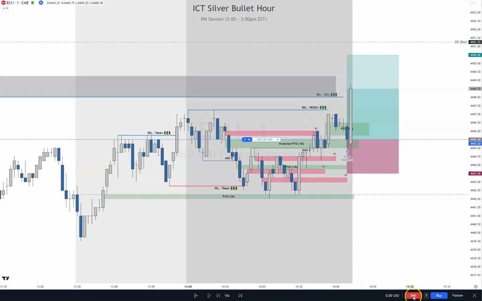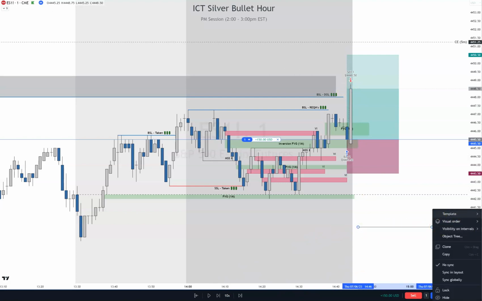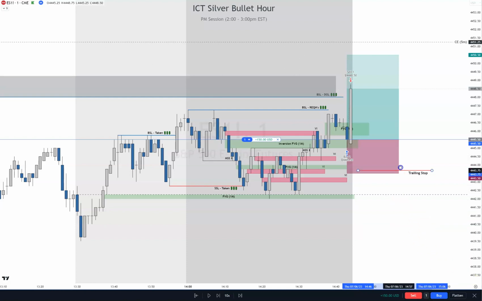Okay, so I guess right there I'm selling 1 contract like I said I would. My stop, let's put this on here. This would be my trailing stop here. My stop is now 1 tick above break even.